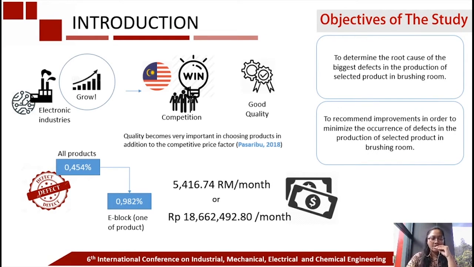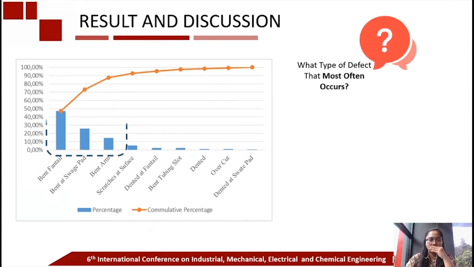So in fact, in this company, the defect from all products reaches 0.4%, and for a specific product like E-block, it reaches 0.8%. The objectives of the study are to determine the root cause of the biggest defects in the production of the selected product in the brushing room, and then to recommend improvements in order to minimize the occurrence of defects in the production of the selected product in the brushing room.